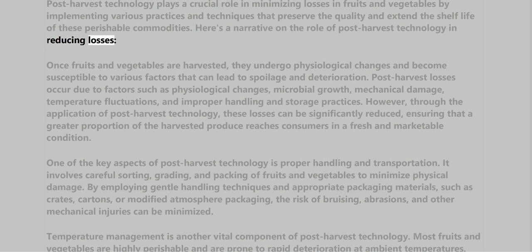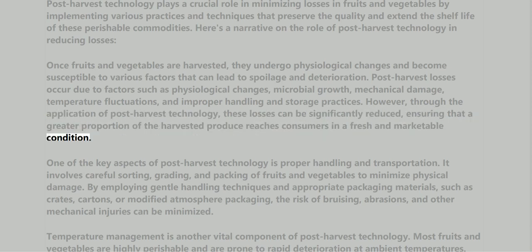Once fruits and vegetables are harvested, they undergo physiological changes and become susceptible to various factors that can lead to spoilage and deterioration. Post-harvest losses occur due to factors such as physiological changes, microbial growth, mechanical damage, temperature fluctuations, and improper handling and storage practices. However, through the application of post-harvest technology, these losses can be significantly reduced, ensuring that a greater proportion of the harvested produce reaches consumers in a fresh and marketable condition.